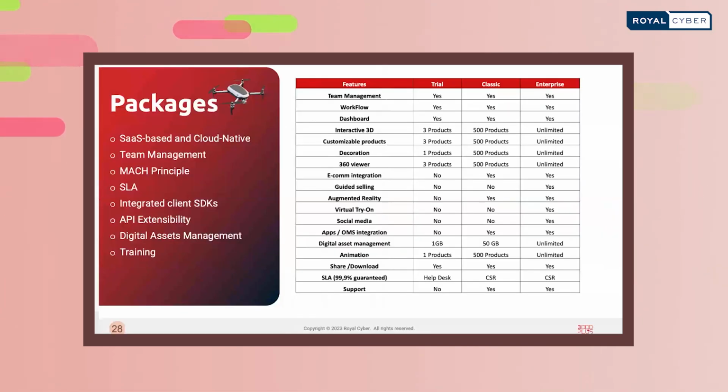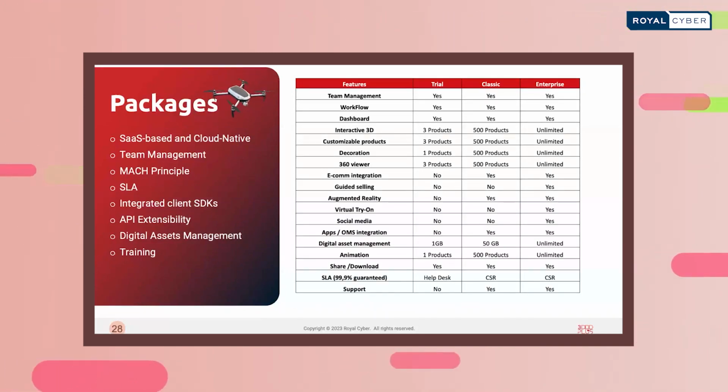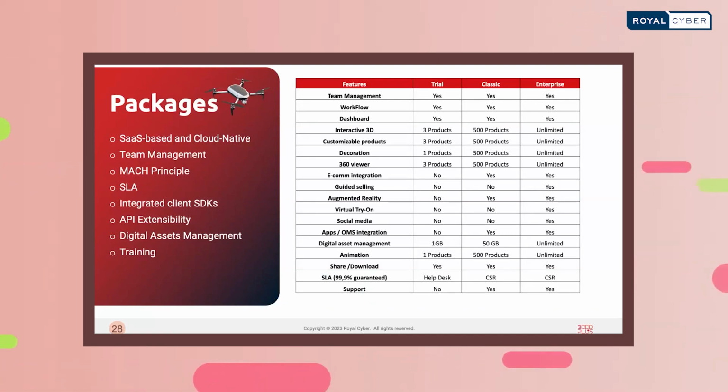And as we initially said, we have the packages. We have three types of packages: trial, classic, and enterprise. In trial, we give one product as a demo which can be used in various ways. In classic, it's a minimum of 500 products which can be worked on, and we can give 50 GB of storage. And enterprise is completely unlimited. The licensing cost and everything will be discussed when doing our proposals.